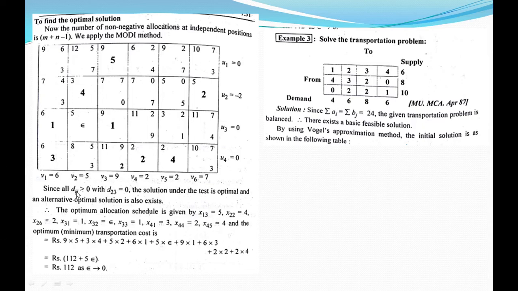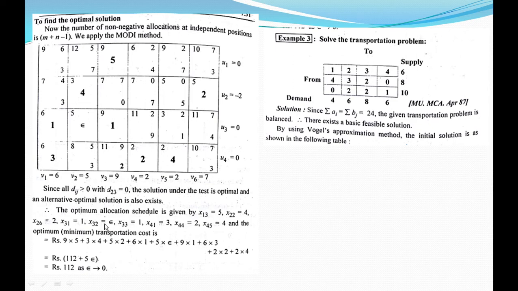See, this d_ij is nothing but the right side top corner. Right side top corner is what? 6, 5, 2, 2, 2, 9, 2, 11. Like where is it 11? 7, sir. 7. Okay. So since all d_ij are greater than 0, the problem can be stopped.